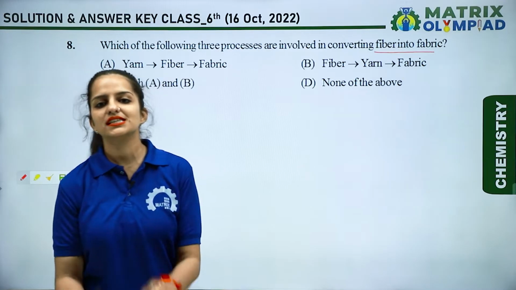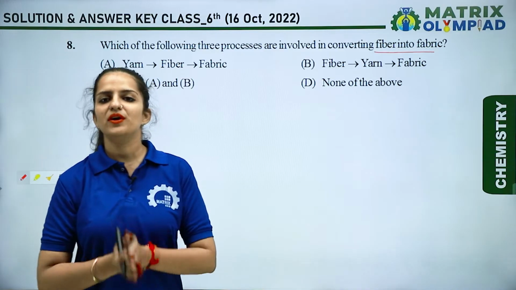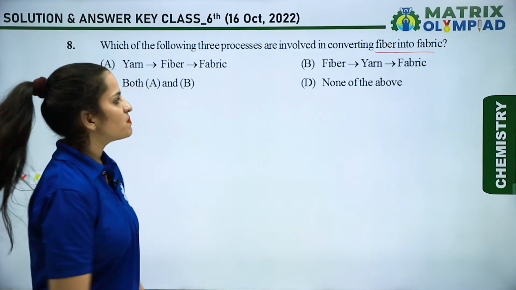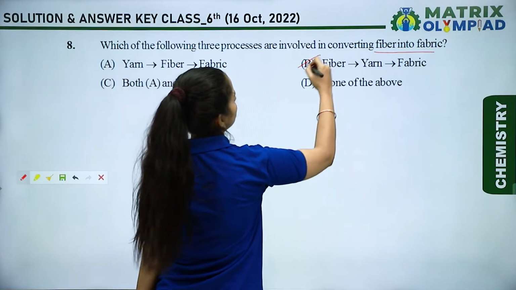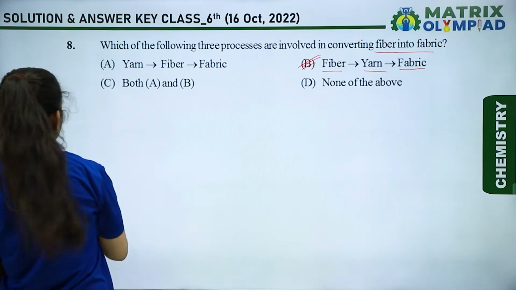Fiber is a single thread-like structure, and yarn is formed when we twist 2 or more fibers together. And from yarn, fabric is made. So option B is correct here. Fiber to yarn, then yarn to fabric.